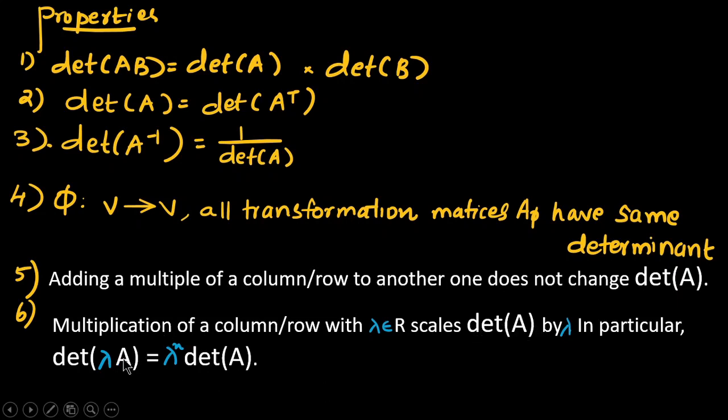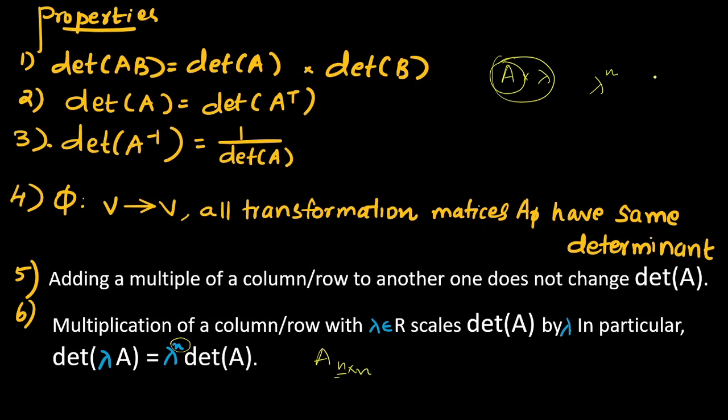Then multiplication of a column or row with lambda, where lambda belongs to R, that is a real number, scales the determinant of A by lambda. In particular, determinant of lambda A is equal to lambda raised to n times determinant of A. Okay, that means this n is the dimension of the matrix. If A is an n by n matrix, then this is lambda raised to n. n is the dimension of this matrix. Okay, that means if you take a matrix A and multiply it with lambda, you are going to multiply all the elements of A. Then when you take the determinant, it is equal to lambda raised to n.